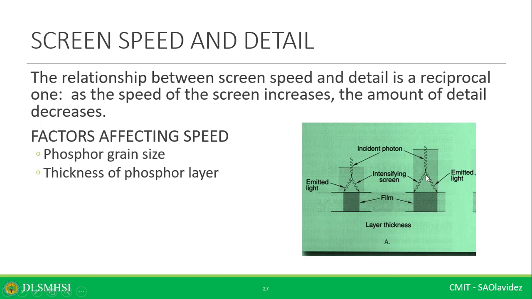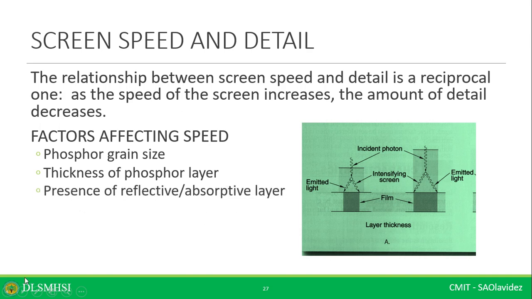On the other hand, this particular crystal that's located at the middle of a thicker phosphor layer will emit a more divergent light because of the distance from the film and affects a bigger portion of the X-ray film. Because there are more crystals present in this thicker layer, there will be more light emitted, but each crystal will also affect a bigger portion of the film and therefore result in a poor detail image.